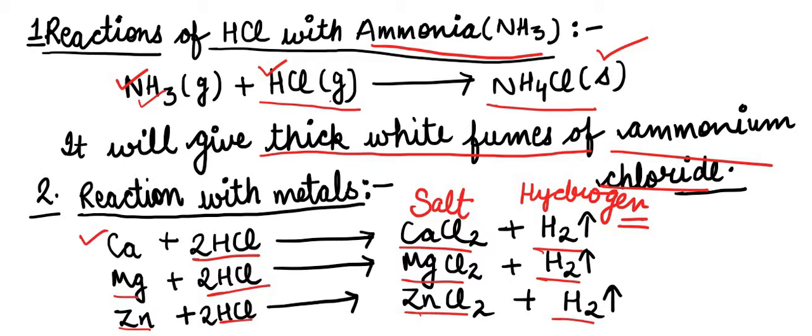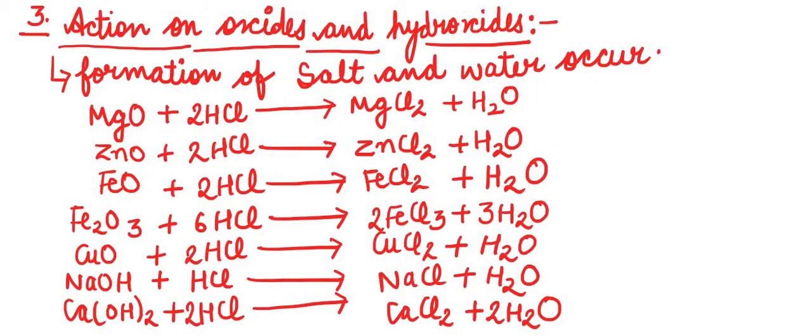The first one is with ammonia, dense white fumes of ammonium chloride are formed. The second is with the metal, always there is a formation of a salt and hydrogen gas. Okay, moving on to the next reaction.